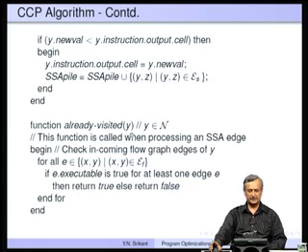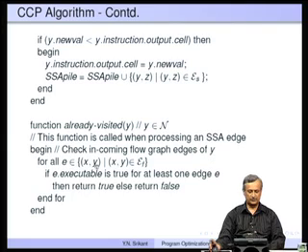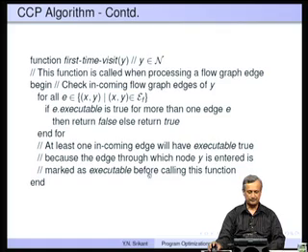So, already visited is simple. It simply checks the incoming edges of y, and if one of them is marked as executable, then it is already visited, otherwise it is not visited at all. Check incoming edges of y for all E in xy such that xy is in E f. So, y is our node, and xy is the incoming edge. If E.executable is true for at least one edge E, then return true, otherwise return false. So, it is a fairly straightforward function.